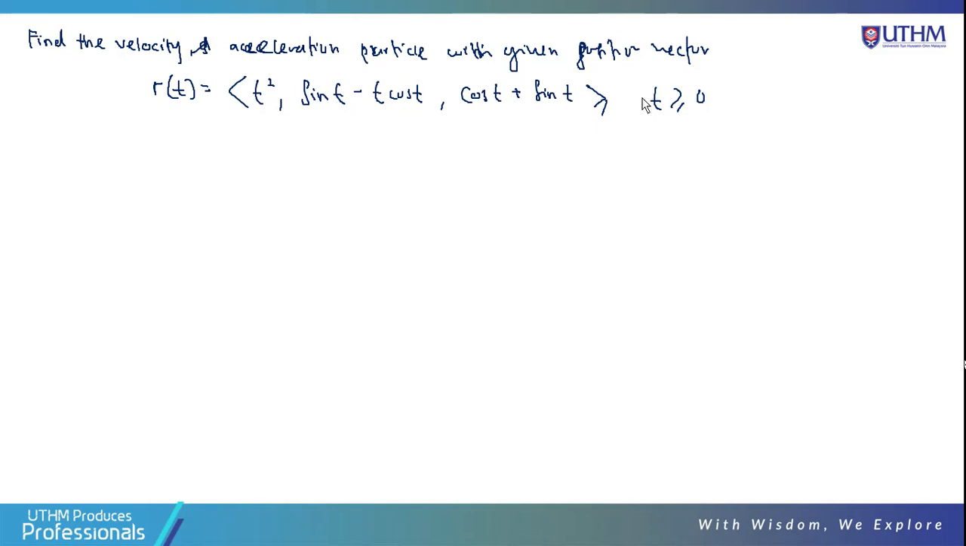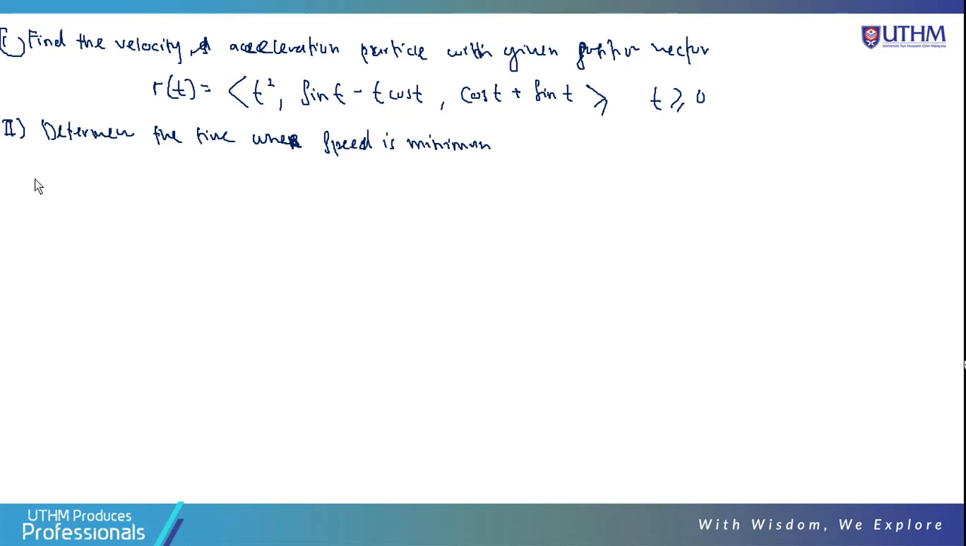Okay, so this is the first question, and the second question, determine the time when the speed is minimum. Okay, so number 1 need to determine velocity and acceleration. Number 2 question, determine the time when the speed is the minimum.